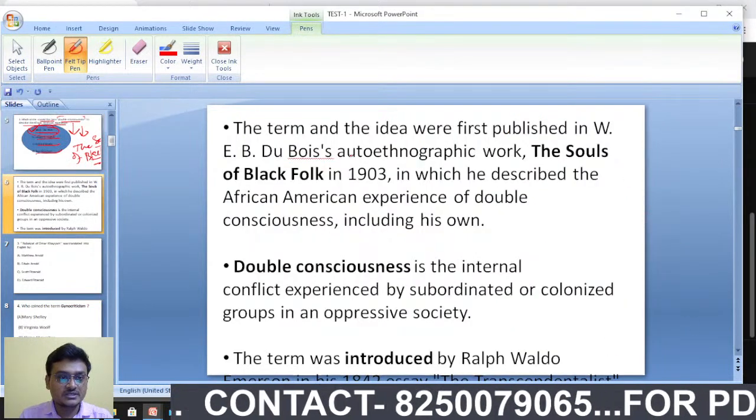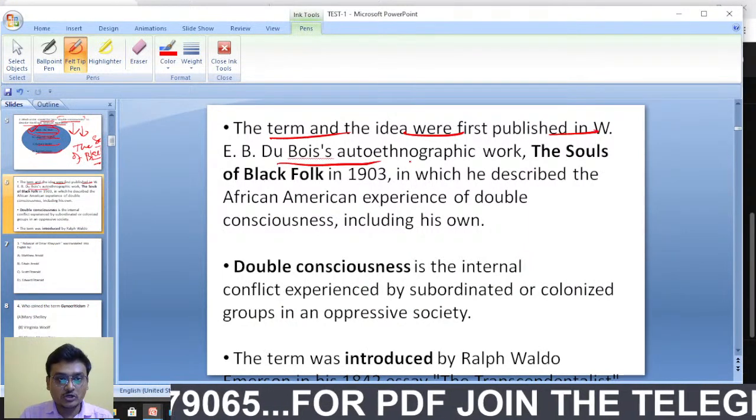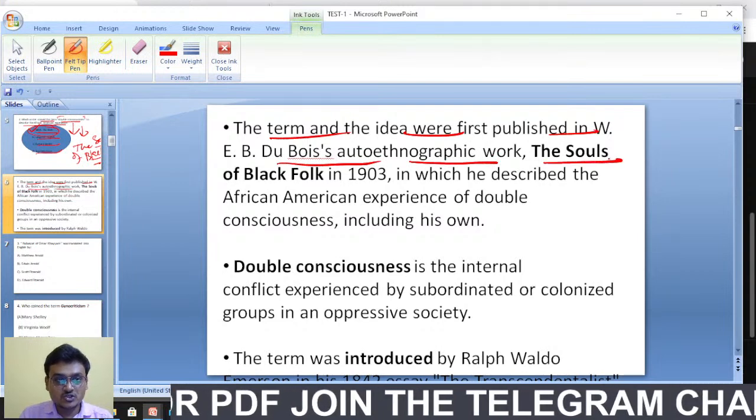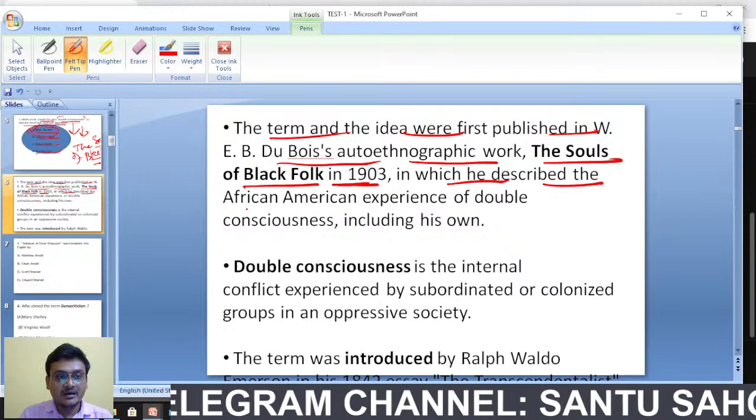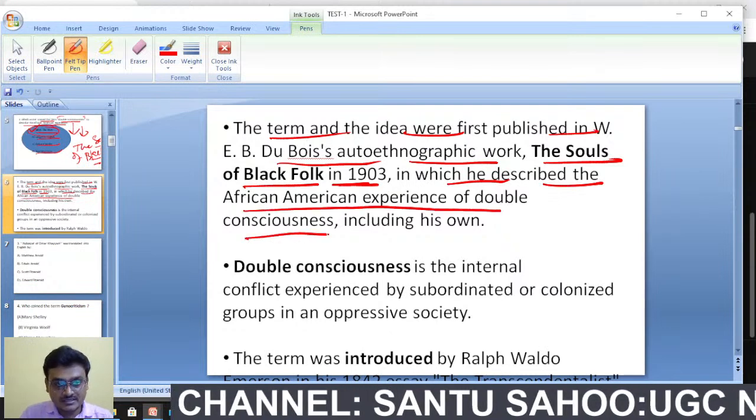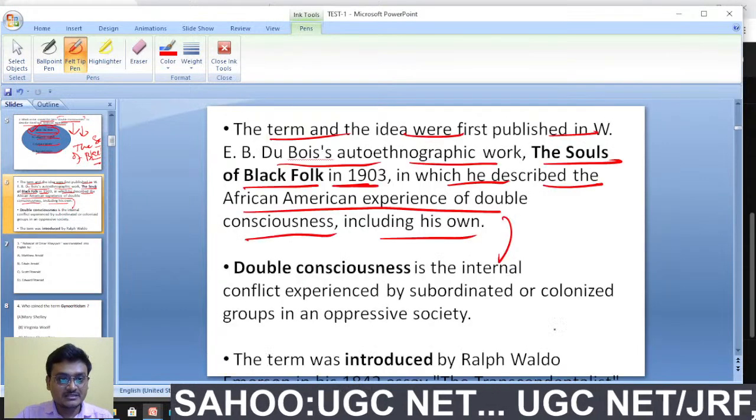And here is the explanation. You see, the term and the idea were first published in W.E.B. Du Bois's autoethnographic work, that is The Souls of Black Folk, in 1903, in which he described the African-American experience of double consciousness, including his own. And here, what is double consciousness?